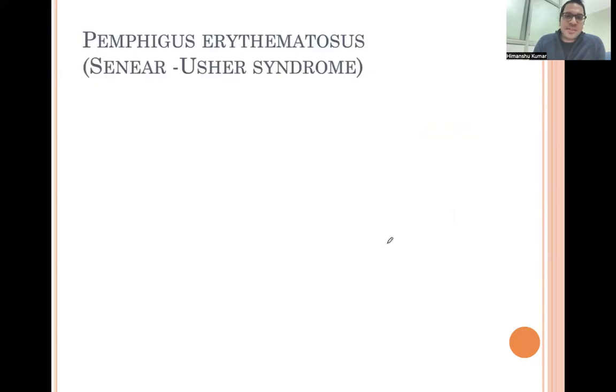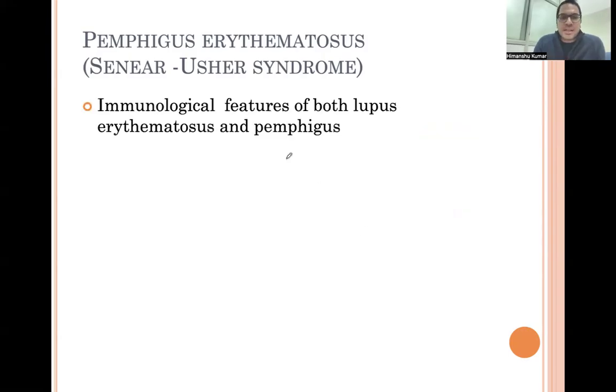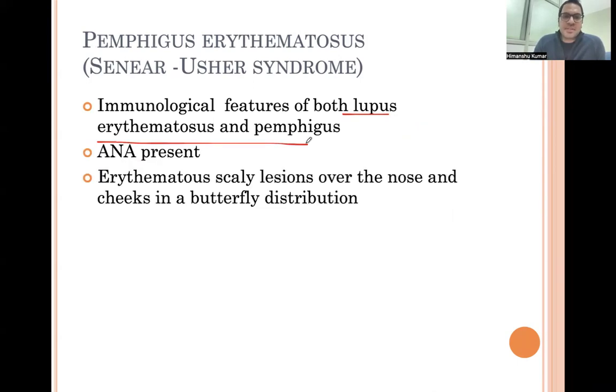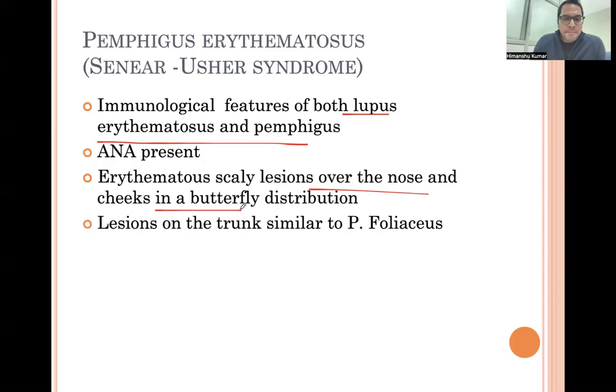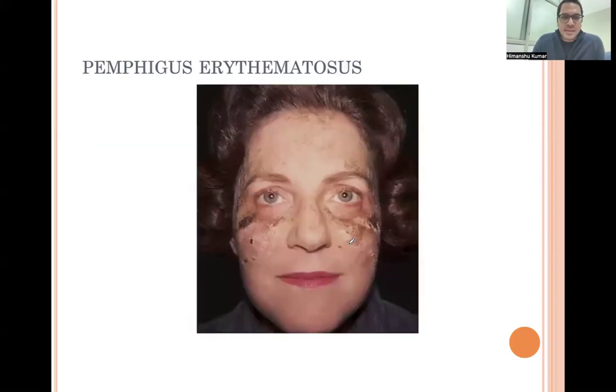Now these are some atypical variants of pemphigus, which is your pemphigus erythematosus. This is basically immunological features of both lupus, which is your systemic lupus, and pemphigus vulgaris. So ANA is positive in these patients, and then the lesions will be these scaly lesions over the nose and cheeks in a butterfly distribution. Lesions on the trunk similar to pemphigus foliaceus.